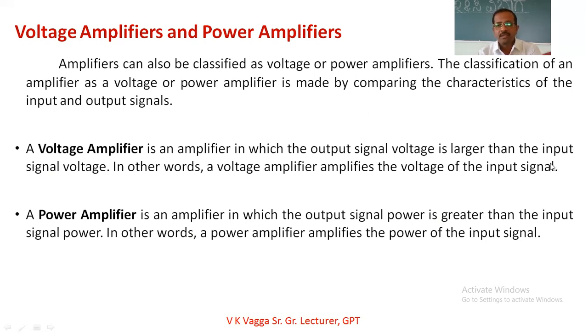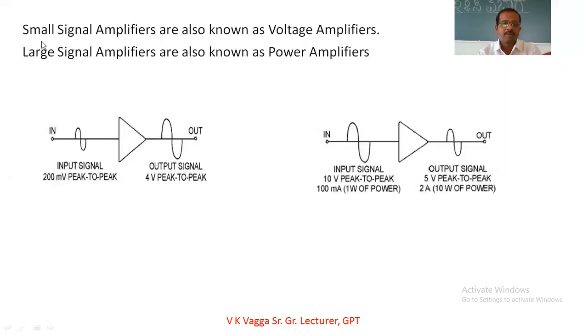In the same way, a power amplifier is an amplifier in which the output signal power is greater than the input signal power. In other words, a power amplifier amplifies the power of the input signal. So a voltage amplifier is used to amplify the voltage, and a power amplifier is used to amplify the power. Suppose we consider an example. All the small signal amplifiers are called voltage amplifiers.